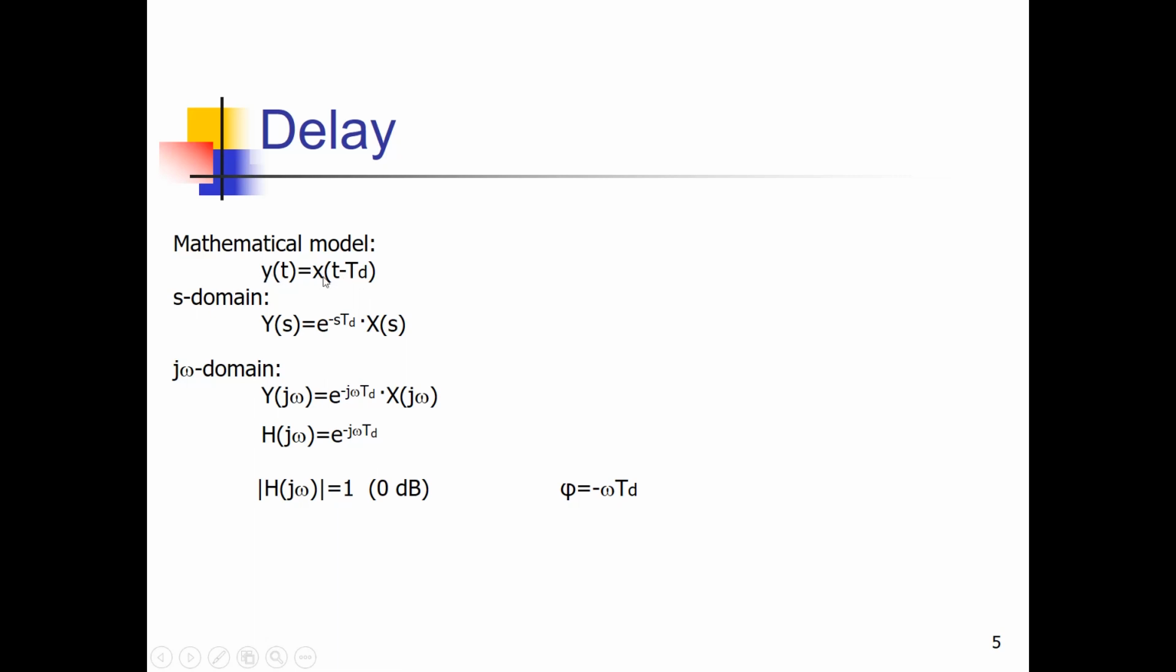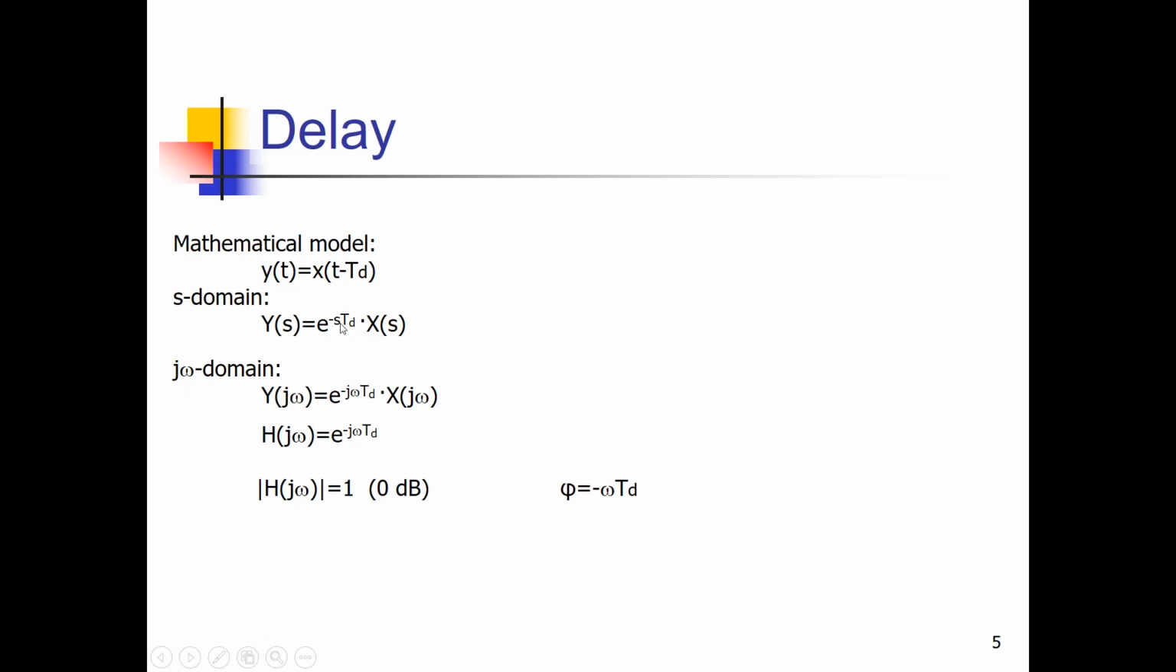When you transform this expression to the S domain, you get a rather different expression. And it says Y is equal to e to the power minus s times Td times the input signal, X(s).